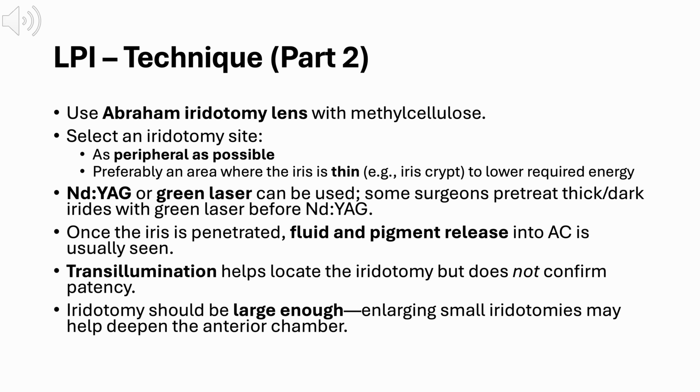Once the iris gives way, you'll usually see a small release of fluid and pigment into the anterior chamber, which tells you the chamber has been entered. Transillumination can help you locate the opening afterward, but it doesn't guarantee that the iridotomy is actually patent, so you still need to assess fluid movement clinically. And finally, the opening has to be large enough to reliably relieve pupillary block. Sometimes enlarging a small iridotomy will help deepen the chamber and improve the angle profile.